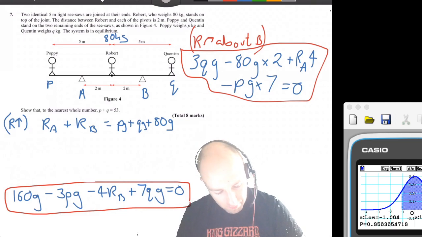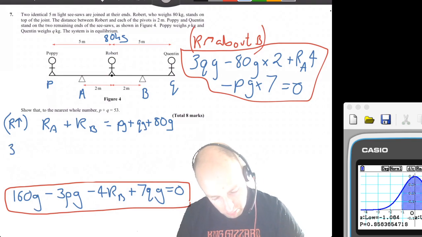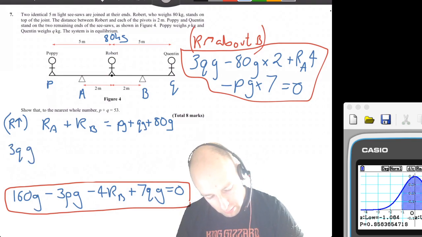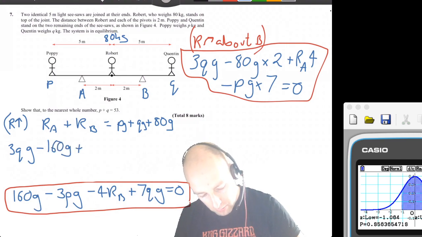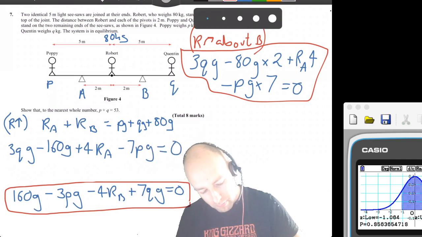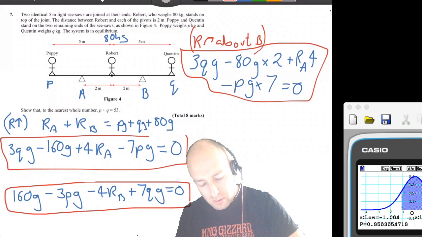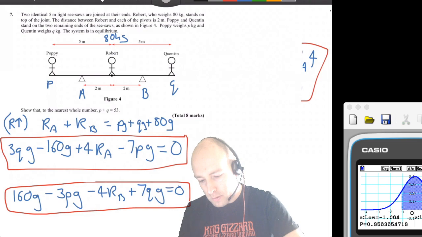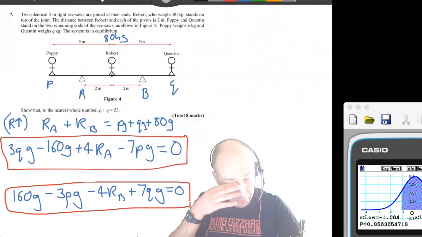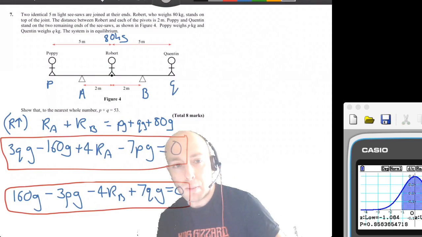So let's copy this one down. 3QG minus 160G plus 4RA. That looks rubbish. 4RA minus 7PG equals 0. Cool. Is everyone alright with what we've done so far? Because I know I've been kind of thinking my way through it. This is a tough question. So we're going to rearrange these to get RA and RB equals, and we're going to sub them into the top equation.